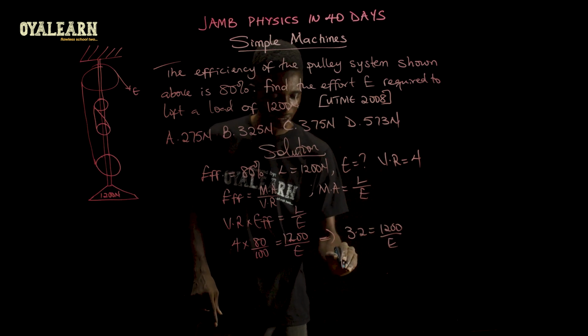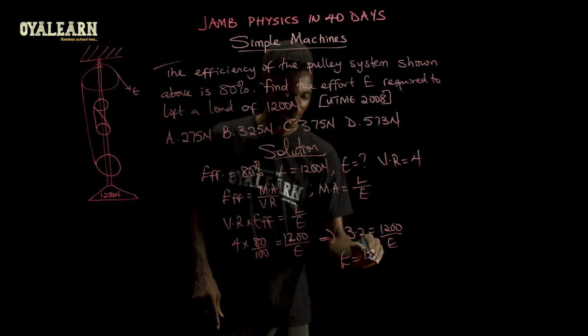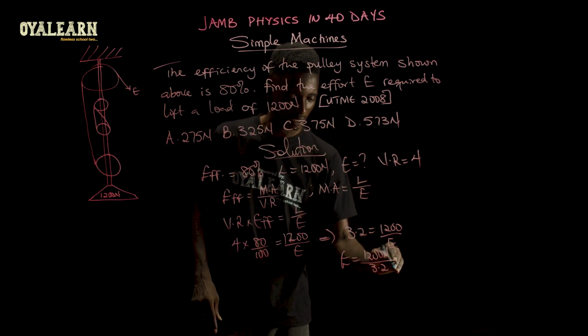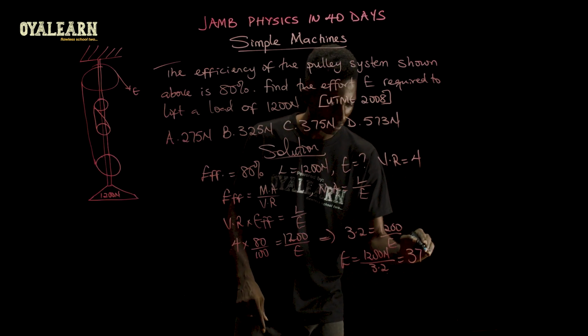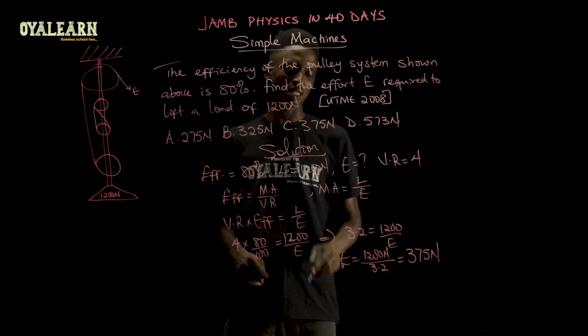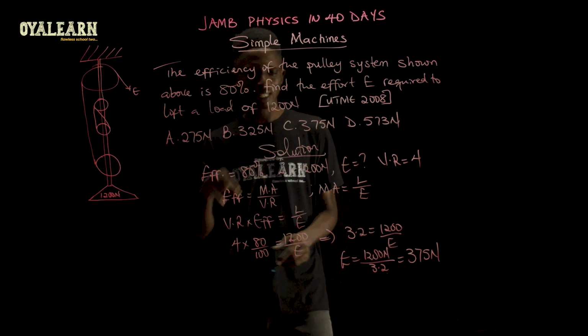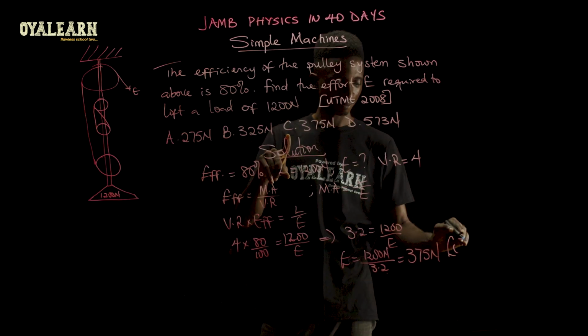So from here, we can now say the effort is 1,200 newtons over 3.2. And this would give us 375 newtons. So the correct answer in this case is option C.